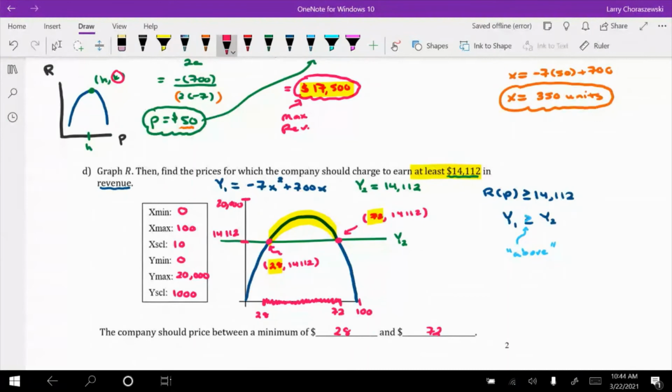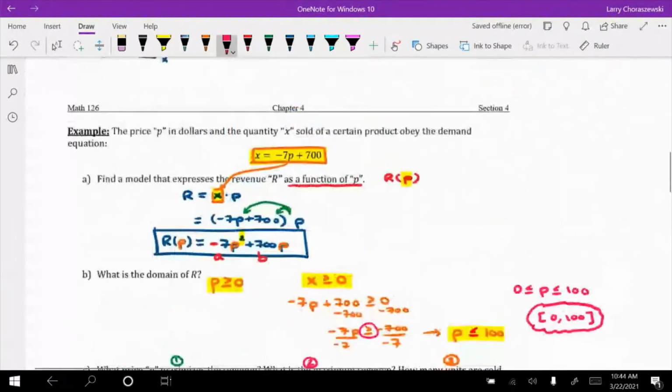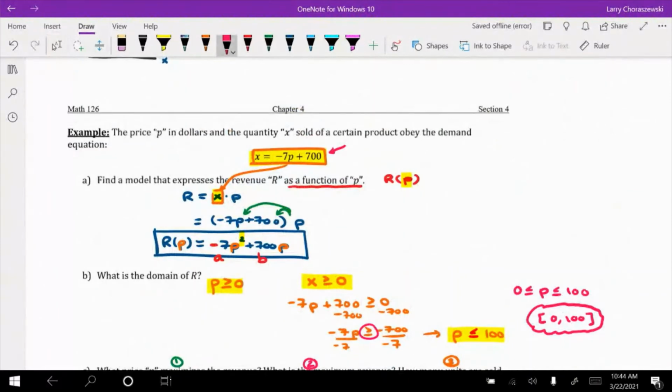Now, if you're wondering why the revenue goes down as you increase your price, it has to do with the demand equation that's working behind the scenes. Okay, our demand equation is this guy right here, and it has a negative slope. So as you increase P, the value of X decreases. And your X's will eventually decrease so much that it begins to impact your revenue.